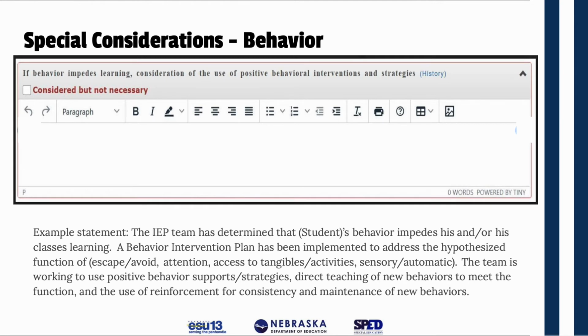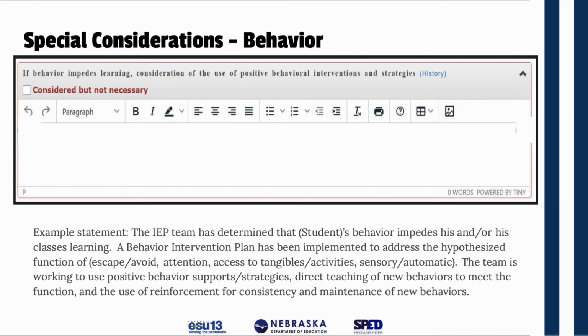The team is working to use positive behavior supports and strategies, direct teaching of new behaviors to meet the function, and the use of reinforcement for consistency and maintenance of new behaviors. We're not putting all of the specifics in. Remember, the full BIP does not have to be in the IEP.